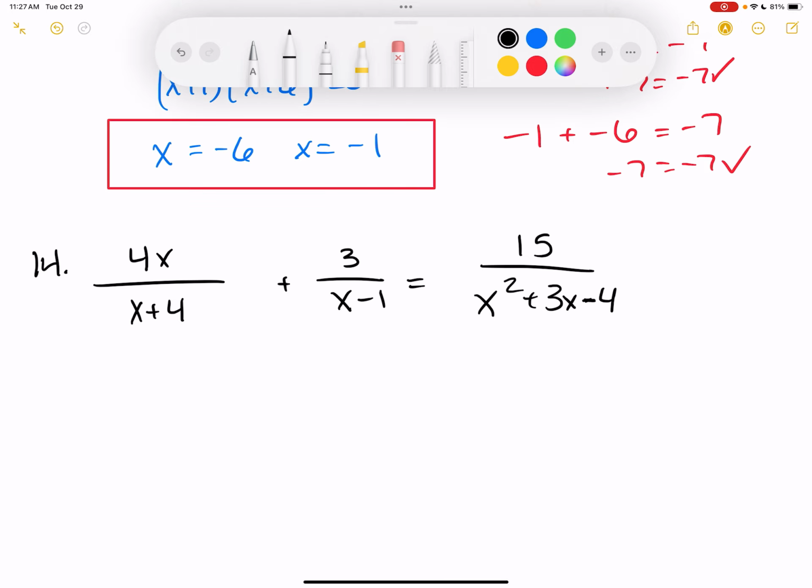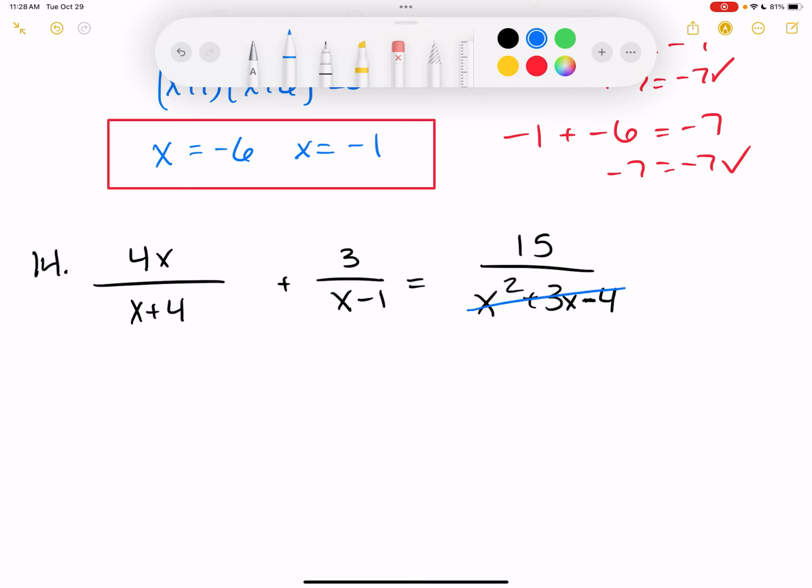So anytime I have a problem where the denominator is already in quadratic-like form, I want to see if I can factor that first, because a lot of times when I multiply the entire equation, things will end up canceling out nicely. So can I factor x squared plus 3x minus 4? Yes. And what will it give me when I do that?